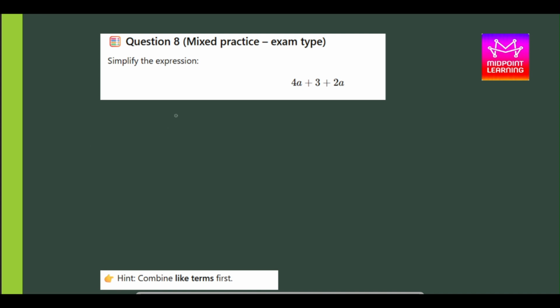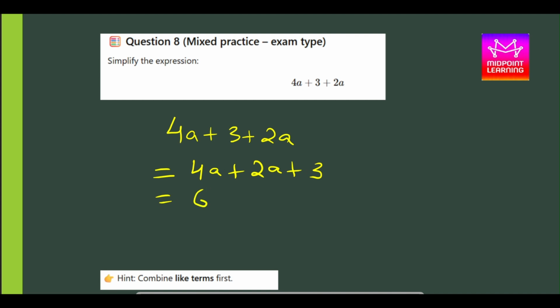Simplify the expression 4a plus 3 plus 2a. So here, let's bring the like terms together. So 4a plus 2a plus 3. And then we know that we can add 4a and 2a. This will give us 6a plus 3, right? So what we did, we combined the like terms first and we kept the constant as it is.